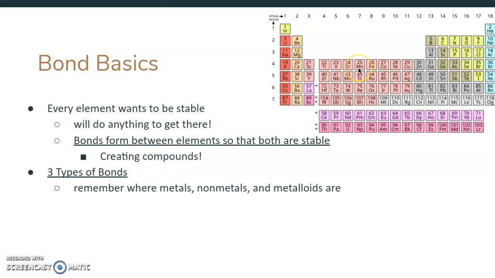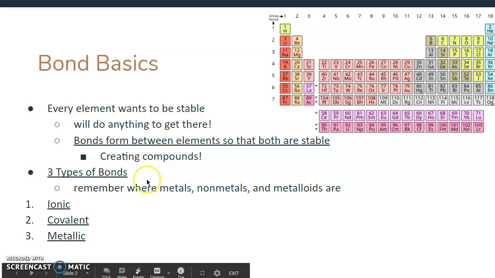We want to remember where our metals, nonmetals, and metalloids are because it's going to be really important. Our 3 types are ionic, covalent, and metallic. For ionic bonds, it's usually a metal with a nonmetal. Our metals are over on the left side. We have our staircase, and everything to the left is our metals. Everything to the right is our nonmetals. It's important to remember where they're at because it's going to help us define and understand each type of bond.